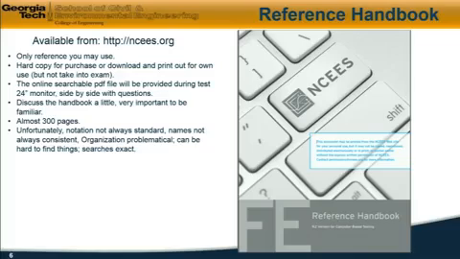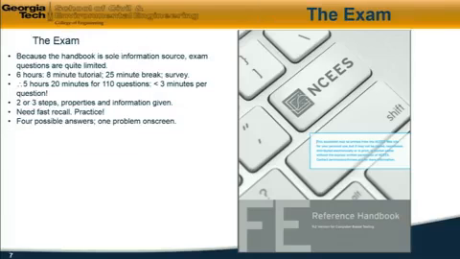Because the handbook is very important and fundamental to the exam, it's very important to be familiar with it. It's almost 300 pages long, which makes it difficult to know all of it. And unfortunately, the notation and terminology used in the reference handbook is not always standard in engineering practice, and the names are not always consistent. The organization is also a little problematical, and it can be somewhat hard to find things. For example, if you do a text search, you have to give the exact search text to be able to find it.